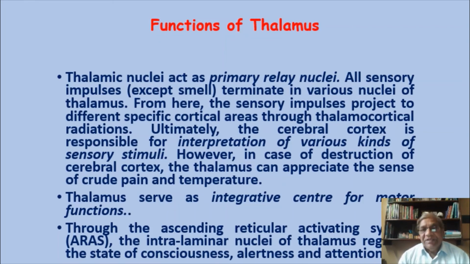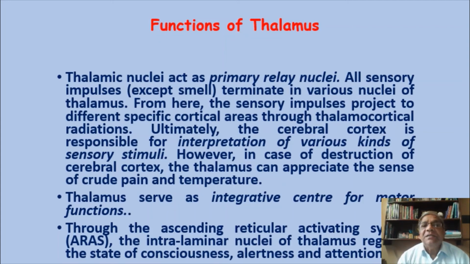From here, that means from these nuclei of the thalamus, these sensory impulses go to the different specific cerebral cortical areas through the thalamocortical radiation. All these fibers which are going from the thalamus to the various areas of the cerebral cortex, may it be in the frontal lobe, parietal, temporal or occipital, are grouped into thalamocortical fibers, and since they radiate, it is called the thalamocortical radiation.